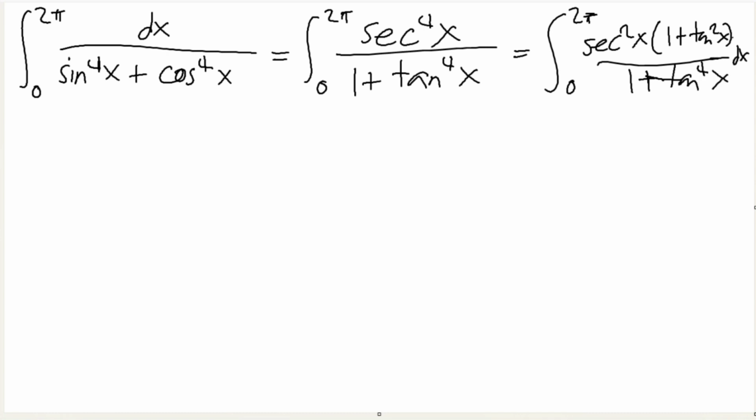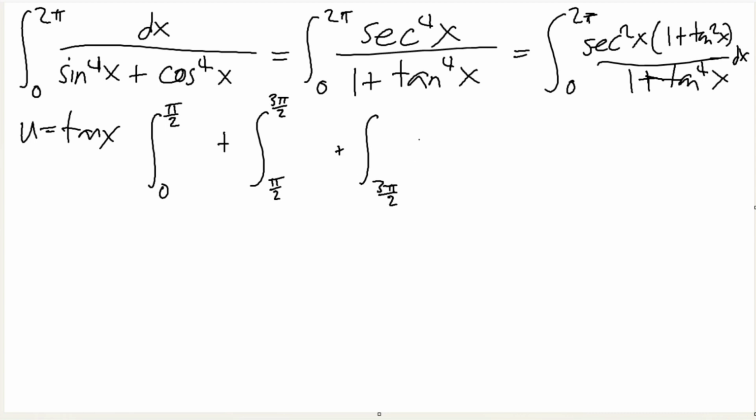My handwriting is getting bad. Okay. So let u equal tangent x. Wait a minute. Hold on. Hold up. This only goes up to pi over 2. So we're going to have to split this from 0 to pi over 2. Okay. From 0 to pi over 2, and then from the right hand side of pi over 2 to 3 pi over 2, and then 3 pi over 2 to 2 pi.